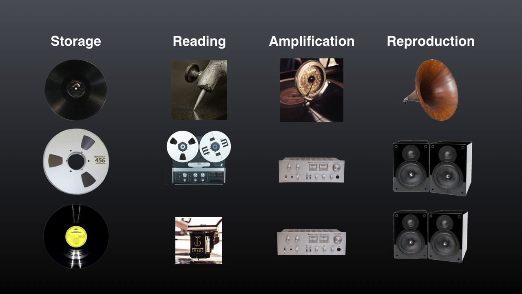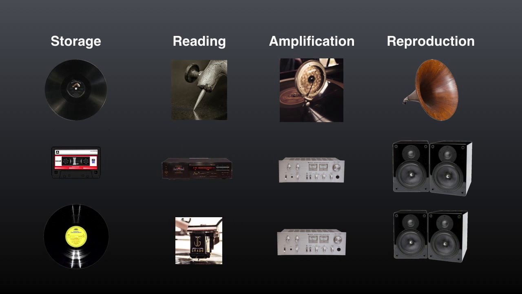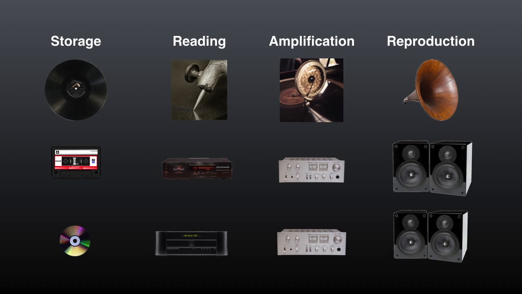A cassette recorder is in essence a tape recorder with the reels inside a cassette. Also, in the first quarter of the digital era, a disc, the CD, was used as storage.